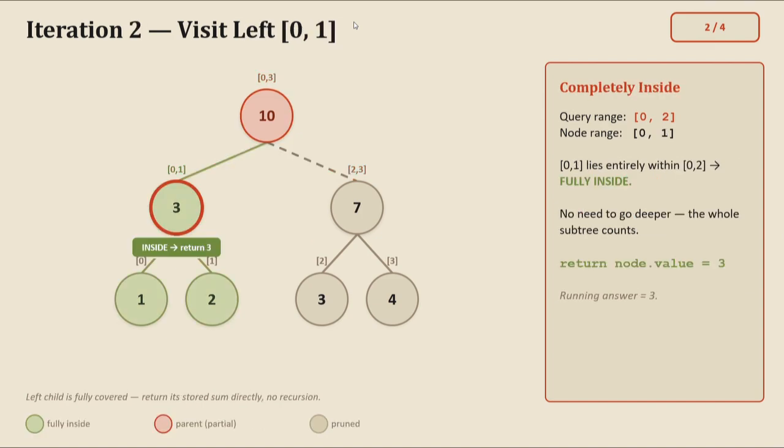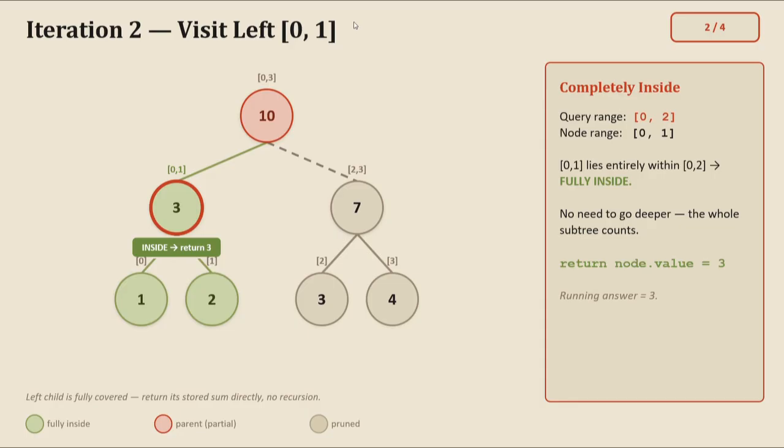We're now at the left child, which covers index 0 to 1 and stores the value 3, which is A[0] plus A[1], equal to 1 plus 2. We compare index 0 to 1 against the query index 0 to 2. The node range 0 to 1 lies entirely within index 0 to 2. This is the fully inside case.